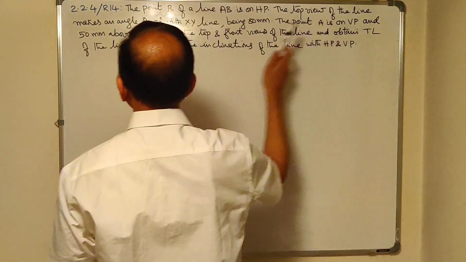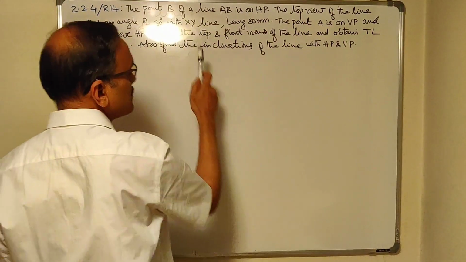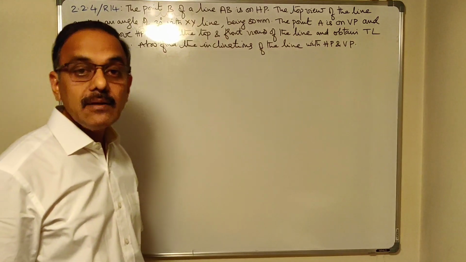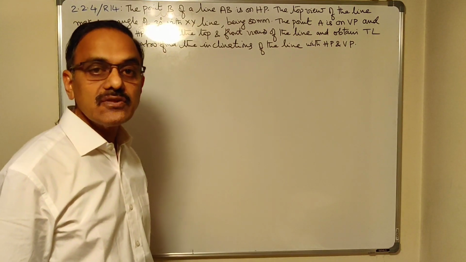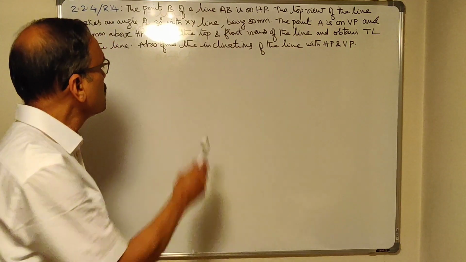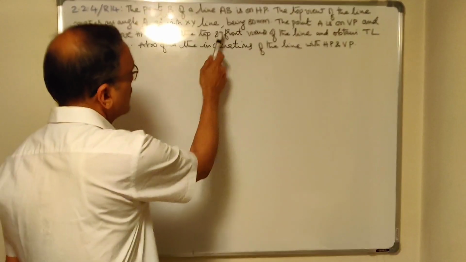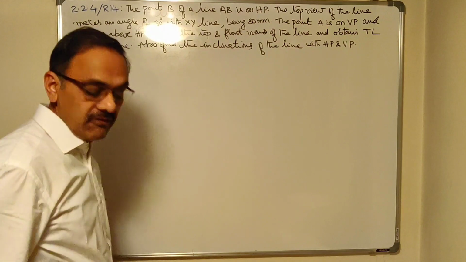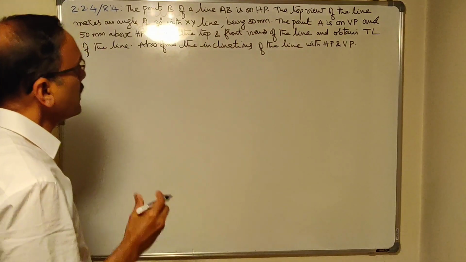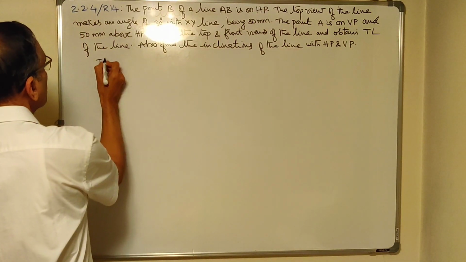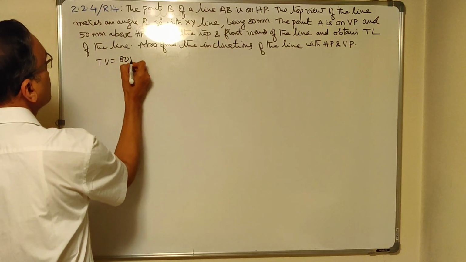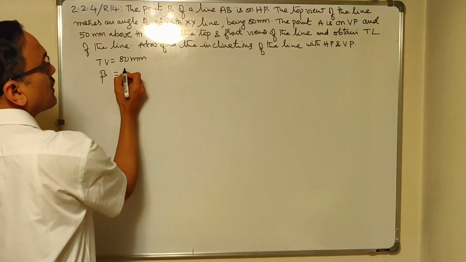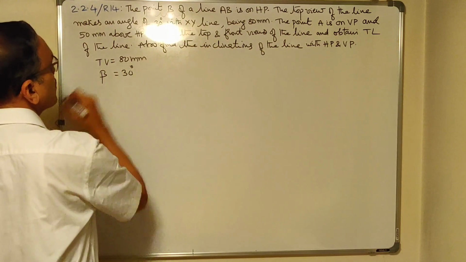The top view of the line makes an angle of 30 degrees with XY. So this is nothing but the angle beta. It is the inclination of the top view with XY. So you are given beta as 30 degrees. And the top view is 80 mm. The length of the top view is also given. Okay. So let me write down. The top view is given as 80 mm and its inclination is also given, which we take as beta, 30 degrees.